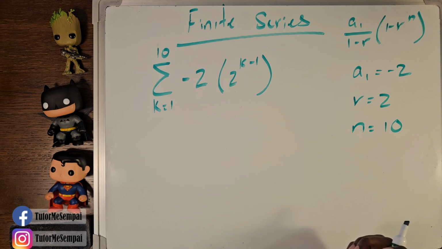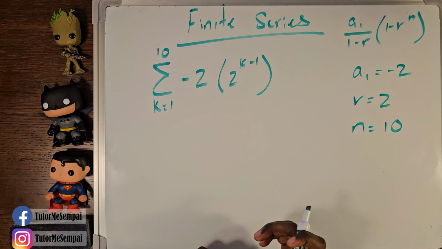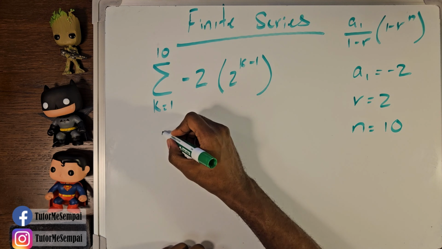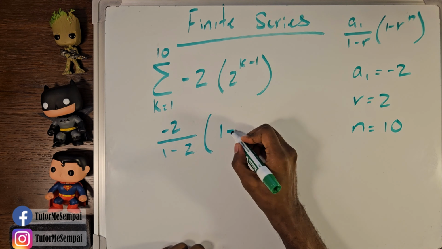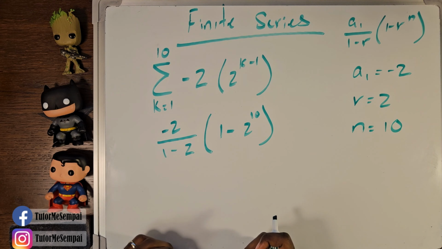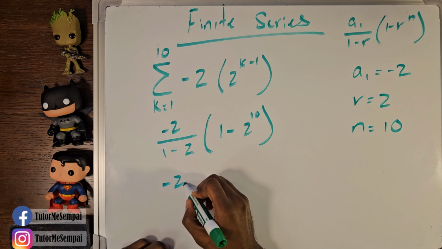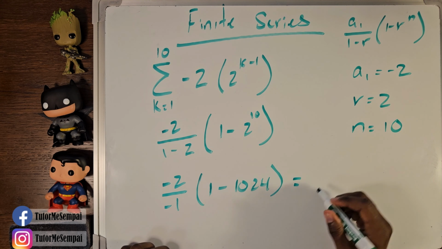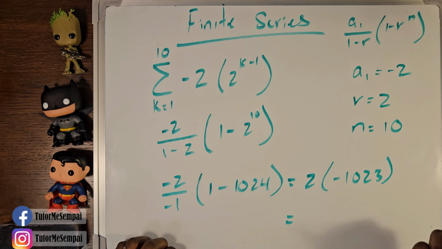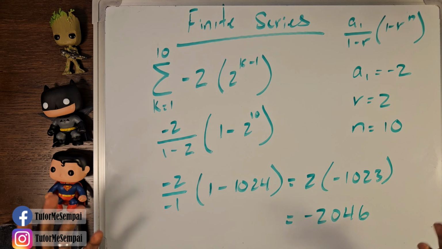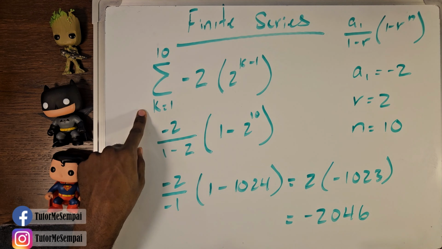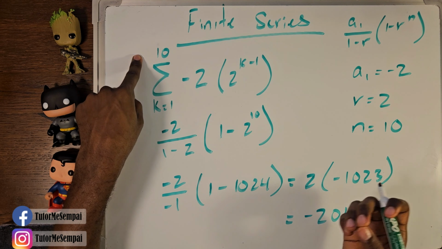Now that we have all 3 of the missing components that we needed, let's plug them into our formula and see what we get. So we're going to have as follows. And if you were to further simplify this, you would get the following. Continue simplifying, you're going to get the following. And lastly, this lets us know that we're going to evaluate this series to be negative 2046 when we're going from 1 to our last term, which is 10.